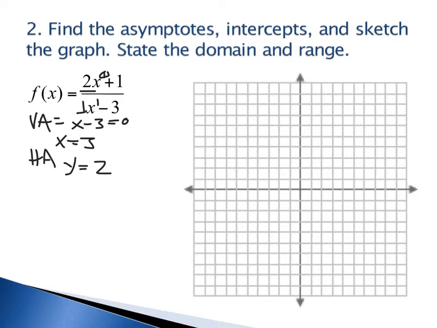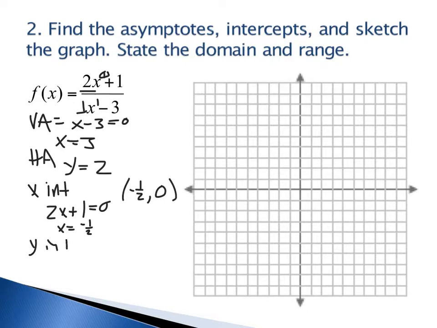Okay, so for our intercepts, to find our x-intercept, we're just going to plug 0 in for y. Well, that ends up just making, we set the top equal to 0, so we have 2x plus 1 equals 0. So that's going to give me -1/2. That's our x-intercept, so (-1/2, 0). Okay, our y-intercept, we'll plug 0 in, so we're going to have 2 times 0 plus 1 over 0 minus 3. So we get negative 1/3. So that's our y-intercept.